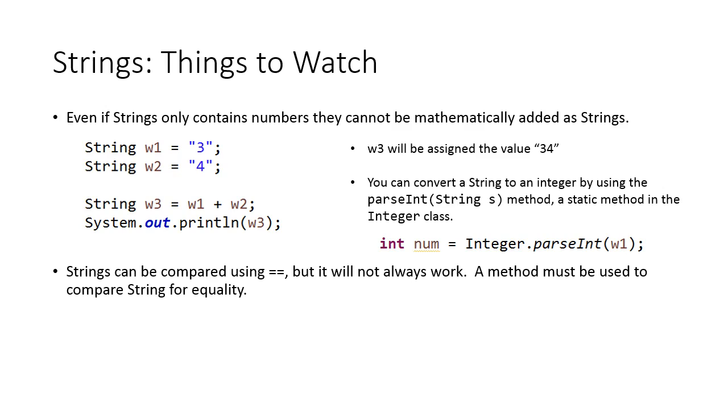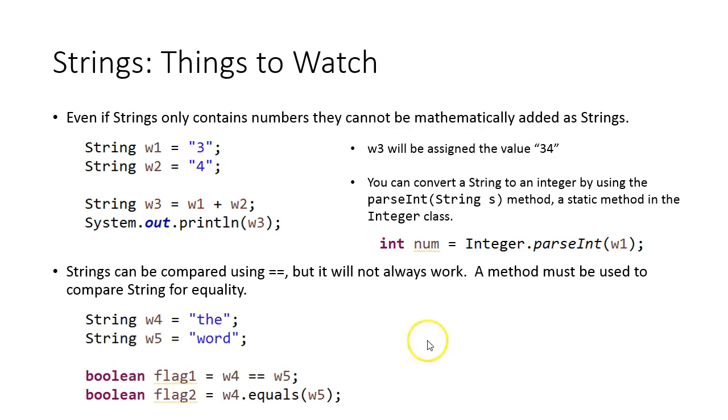The other thing we really need to watch for is that strings can be compared using double equals, but it will not always work. So you can actually compare strings using the equivalence operator, but it's not always going to work, and we don't do this. We need to use a method to compare strings for equality. So we can either use the equals method or the compareTo method. The compareTo method is particularly useful if we want to look at alphabetical order.